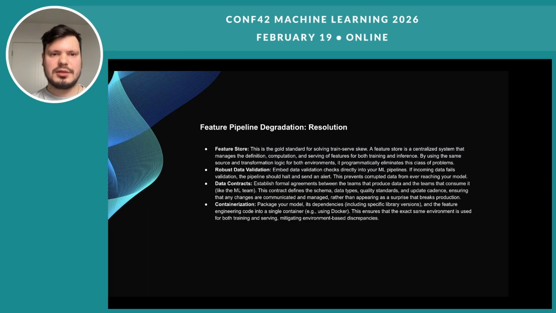So talking about the resolution, the main resolution here would be the feature store. It's the industry gold standard. The feature store is a centralized system that manages the definition, computation, and serving of features for both training and production environments. And it programmatically eliminates this class of problems. The next one is robust data validation. As I said, we can integrate data validation checks directly into the machine learning pipeline, preventing bad, corrupted data from reaching the model and causing any harm.